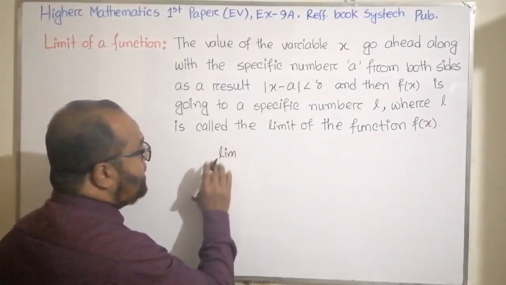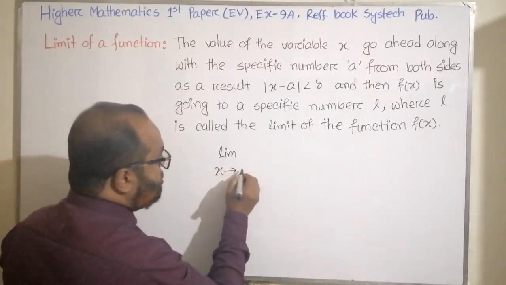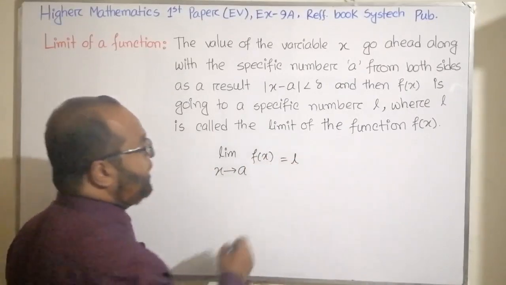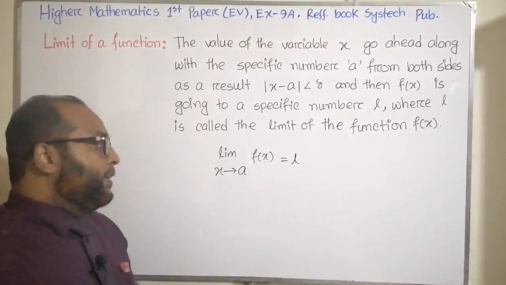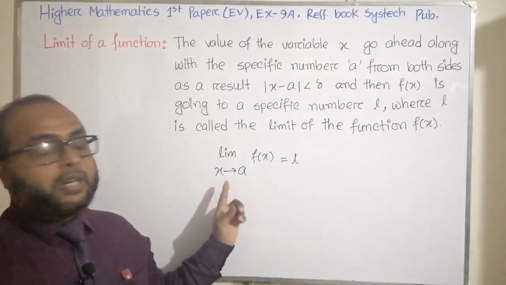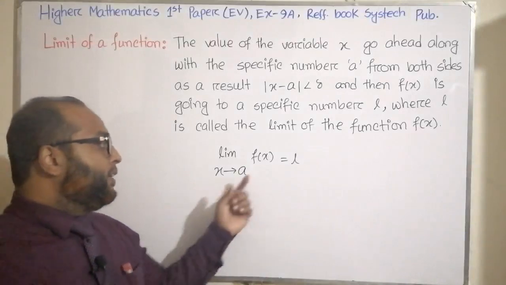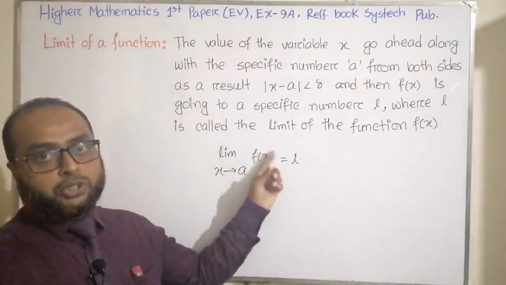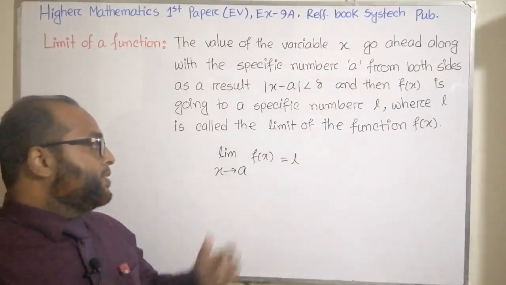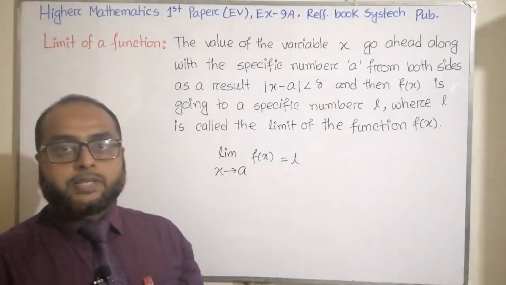Short form of limit, this can be written as lim x tends to a, f of x equals L, where x tends to a, that means the value of x is near to a, and then the limit of this function will be L. This is said to be the limit of the function f of x.